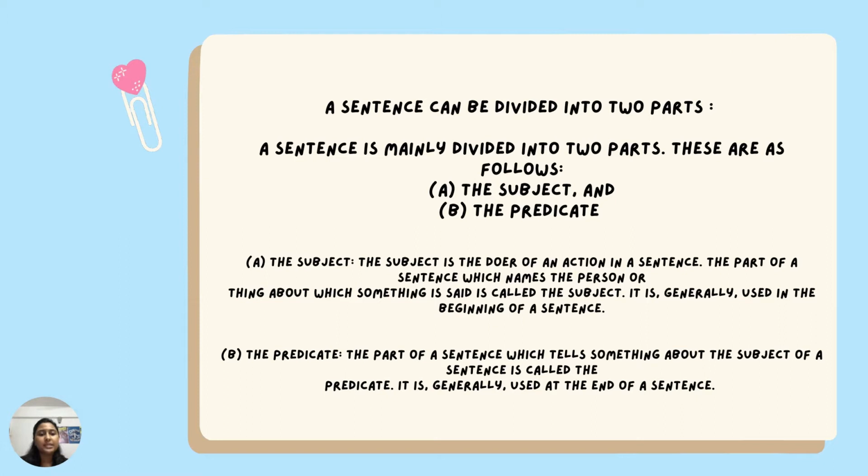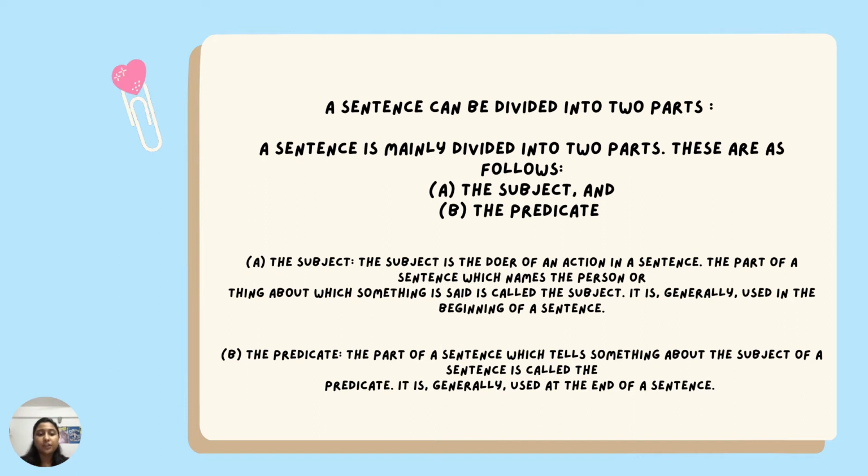So to know about sentences, there are some basic elements of a sentence that we must know. A sentence is mainly divided into two parts. They are the subject and the predicate. The subject is the doer of an action in a sentence. The part of the sentence which names the person or thing about which something is said is called the subject. It is generally used in the beginning of a sentence.